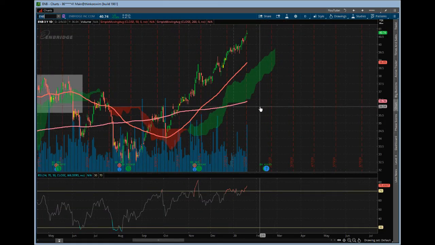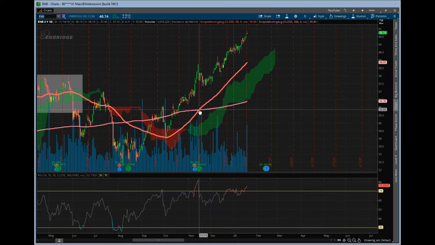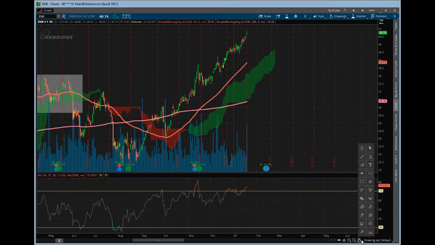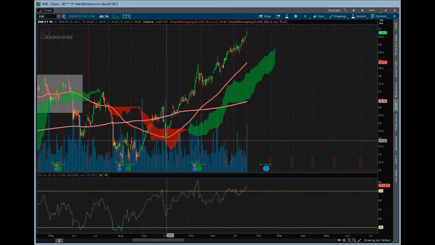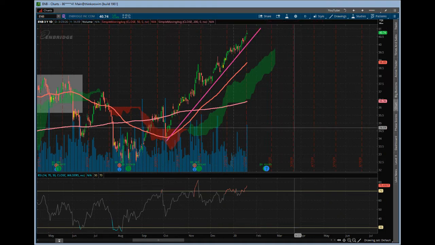Okay, so Enbridge. This is looking pretty good right here. We had a golden cross here on the 50 SMA, and you can see we're working bullishly up. So this is definitely bullish until proven otherwise. Very, very strong trend on this one. So nice one there.